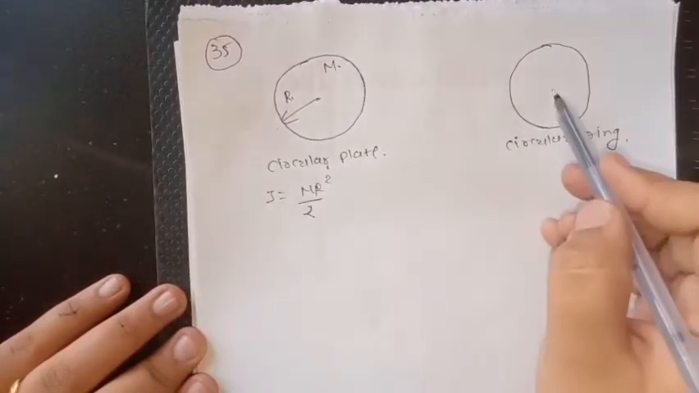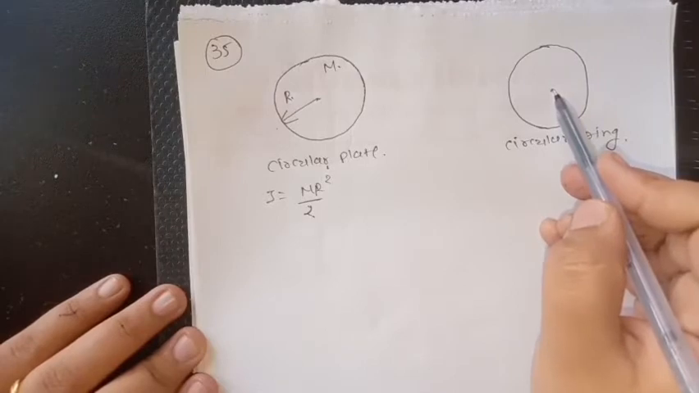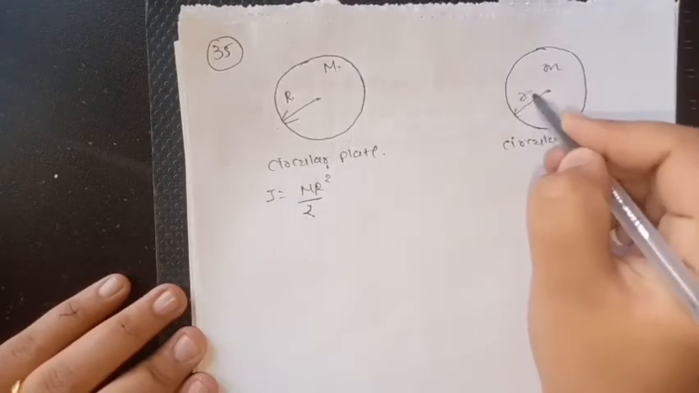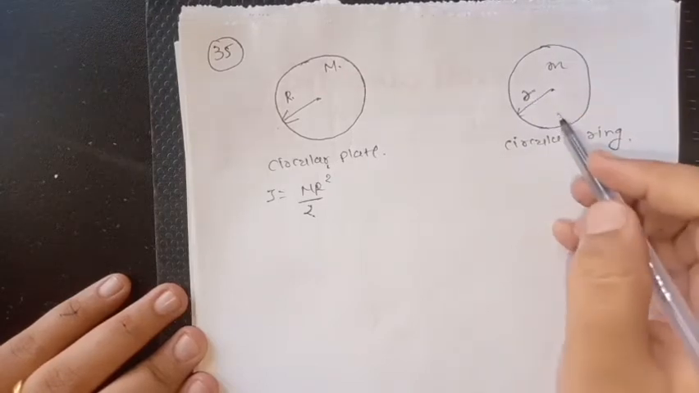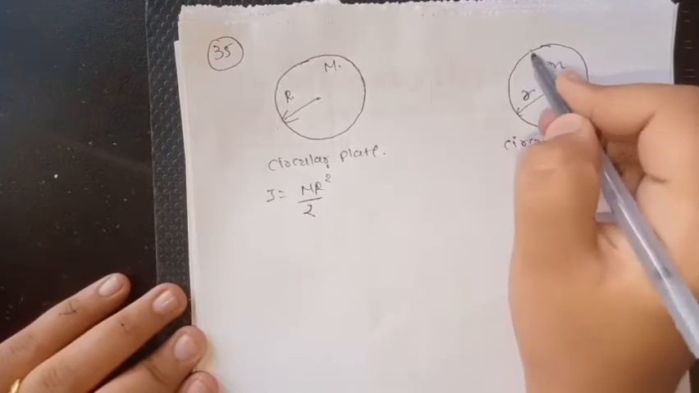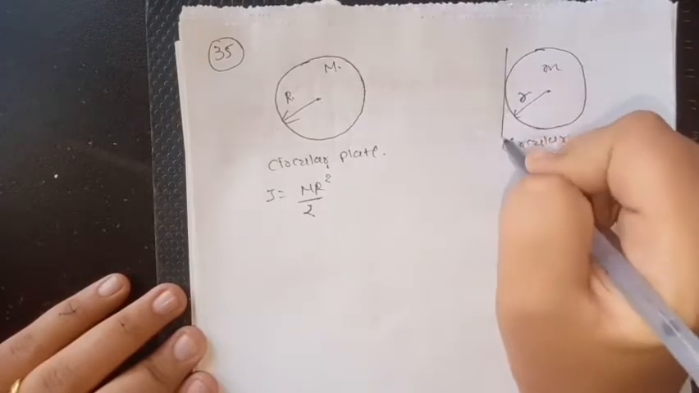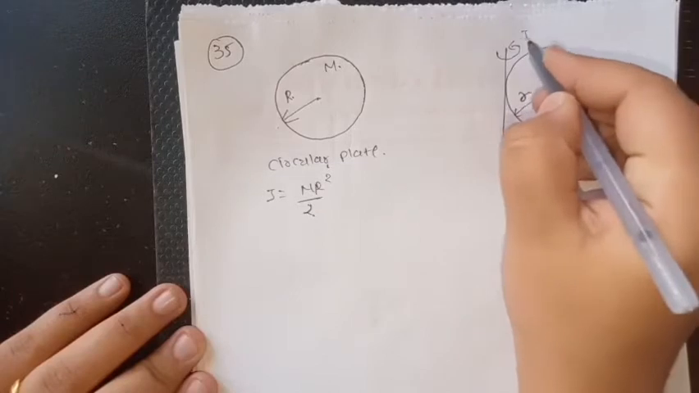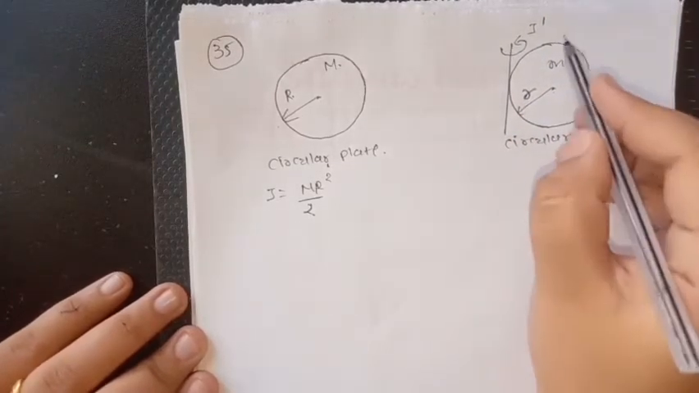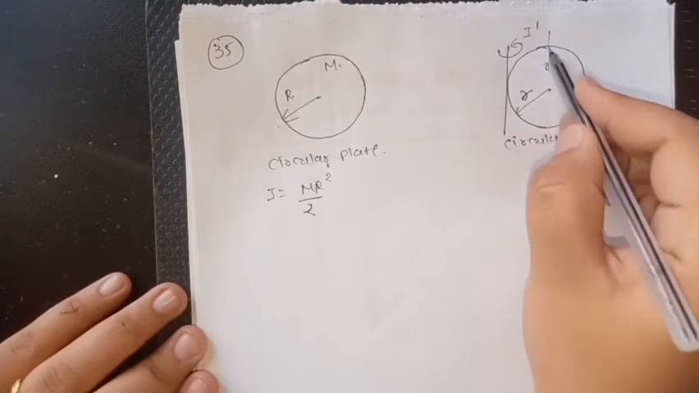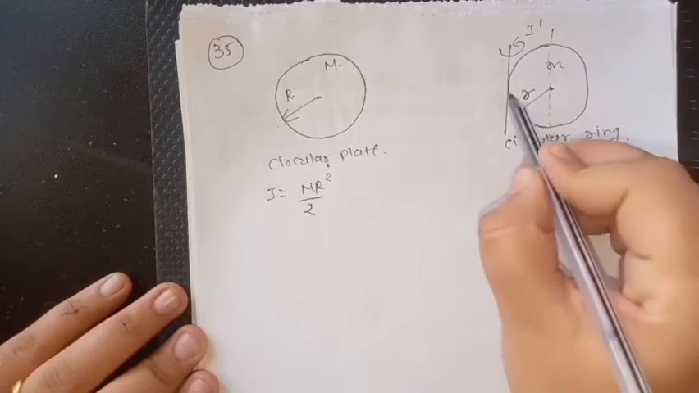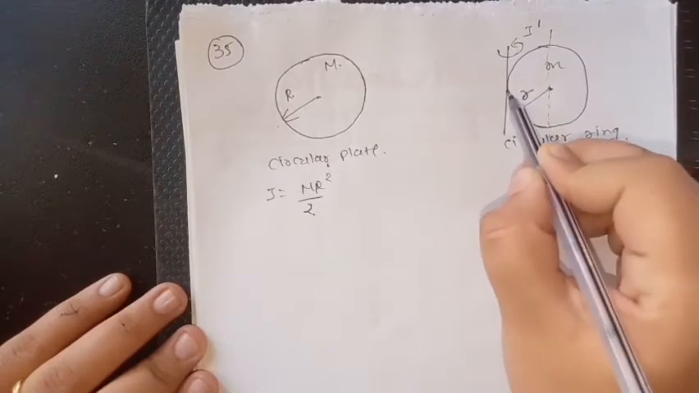We want to find the moment of inertia of a ring having mass small m, let's say, and radius small r, about any tangent of the ring. Let's say we want to find the moment of inertia about this tangent. This is I dash. First we have to find the moment of inertia of the ring about this axis, that means the y-axis, and then we will shift it parallelly by distance small r.